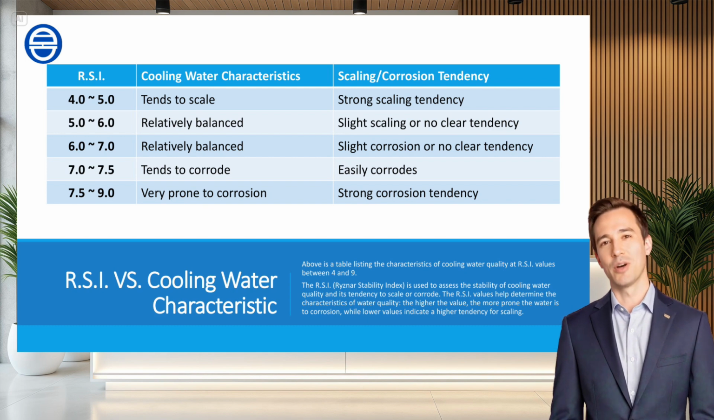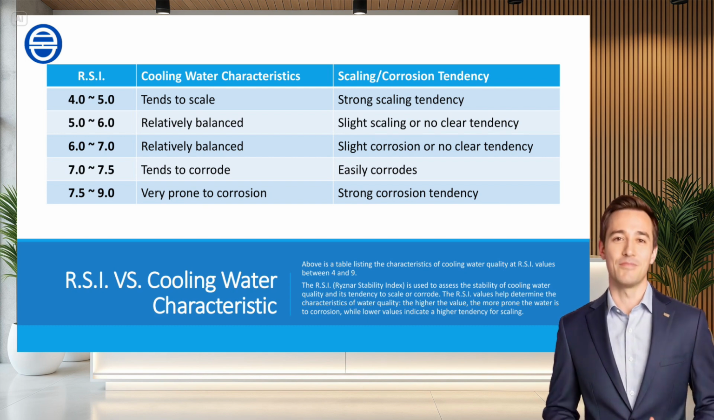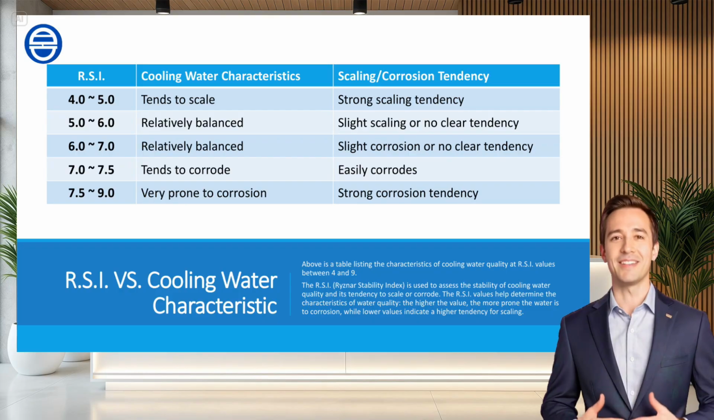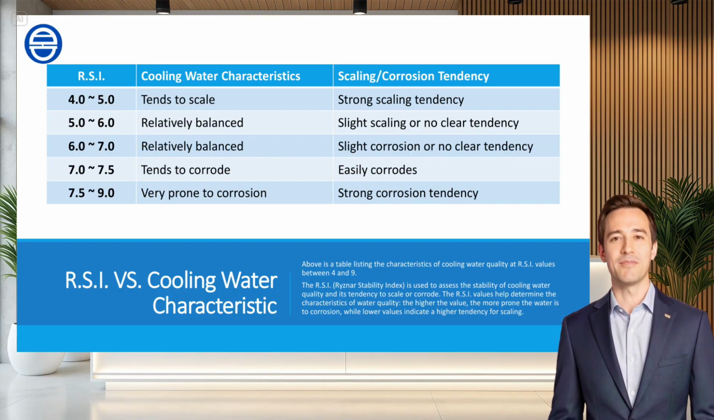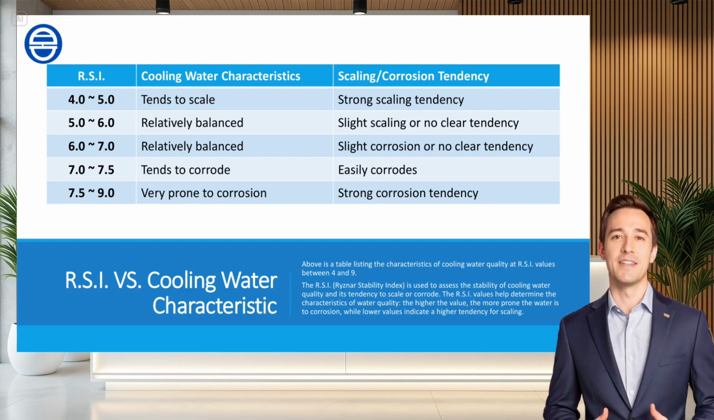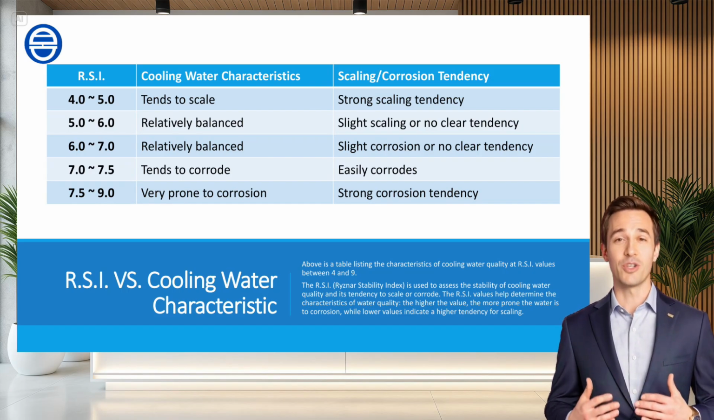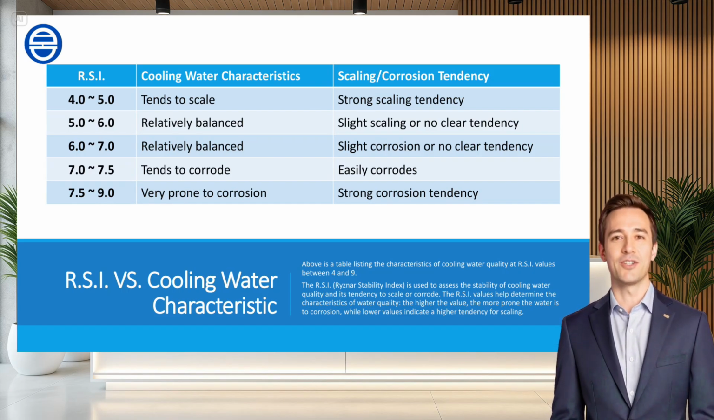Now here's an interesting question to think about. When water tends to form scale, is it more or less likely to cause corrosion? Or flip it around, when water is corrosive, is it still easy for scale to form? In practice, water treatment strategies often choose one direction to control, either toward the scaling side or toward the corrosion side.